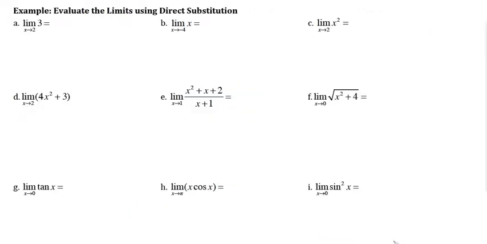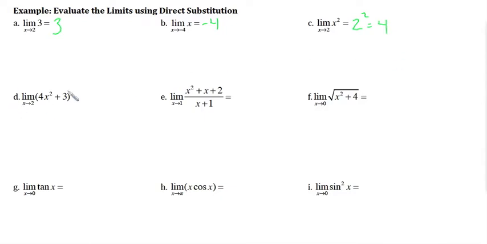So let's try some examples here. The limit of 3 as x approaches 2. Well, this is just a constant, so it's just going to be 3. That's one of our basic limits. Here, the limit of x as x approaches negative 4 is just going to be negative 4. Again, one of our basic limits. Here we have a simple exponent, so the limit of x squared as x approaches 2. We can use direct substitution here, and we get 4.